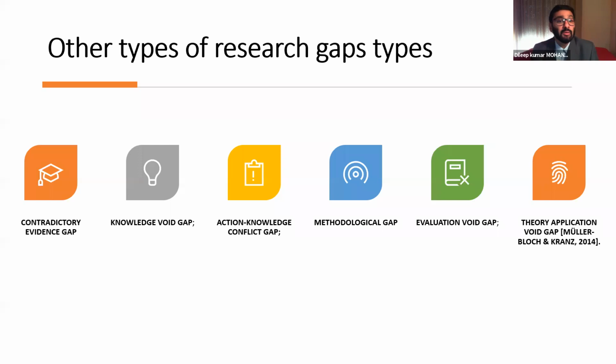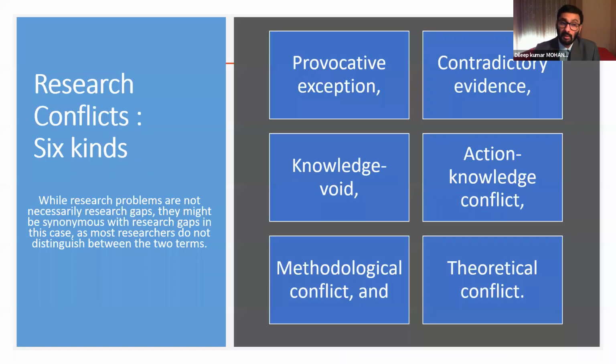Other types of research gaps I'm also trying to give you, like contradictory evidence gap, knowledge void gap, action knowledge conflict gap, methodological gap, evaluation void gap, and theory application gap. Different types of gaps are available. Another set you can also look into: provocative exception gaps, contradictory evidences, knowledge void, action conflict, methodological conflict, and theoretical conflicts. All are gaps available and you can pursue them.